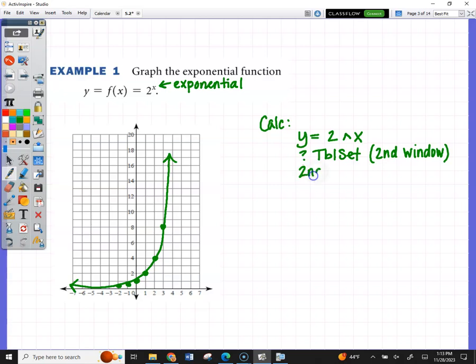This will be second table. To see the table, you would do second, what do we say, graph? And then you would copy the values. All right, go to the next slide.